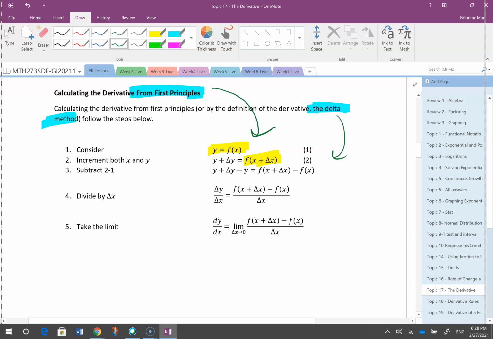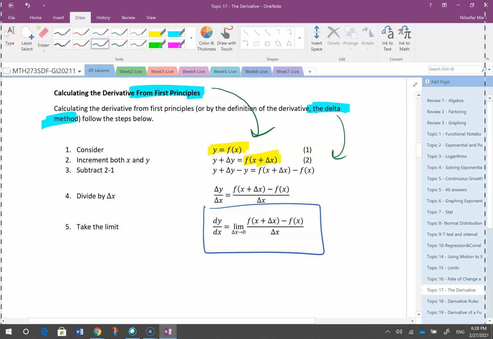You have to consider f of x, then you have to consider x plus h or delta x. I recommend using h, that's easier for you, because sometimes I see students think it's delta multiplied by x. No, delta x is a symbol. Delta x means change. Delta in mathematics means change. Then you find this limit.